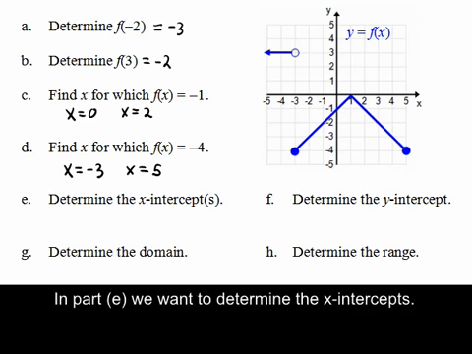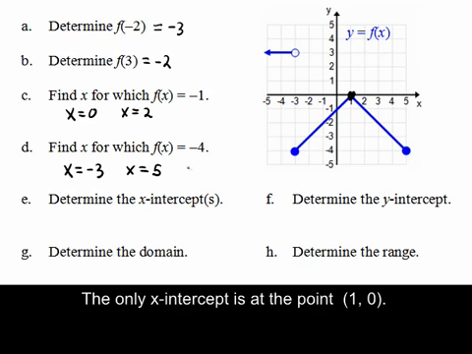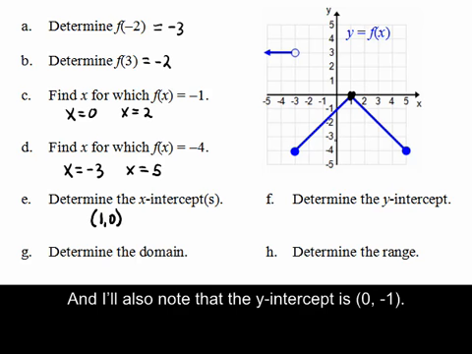In part E, we want to determine the x-intercepts. The only x-intercept is at the point 1 comma 0. And I'll also note that the y-intercept is 0 comma negative 1.